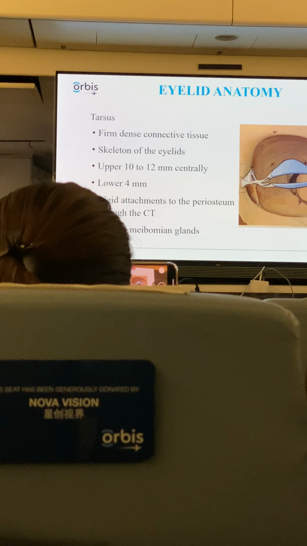And as we know, the tarsus contains the meibomian gland. This is a very good picture of a lateral canthus and a lateral canthal tendon, which is what we use to repair ectropion and entropion.